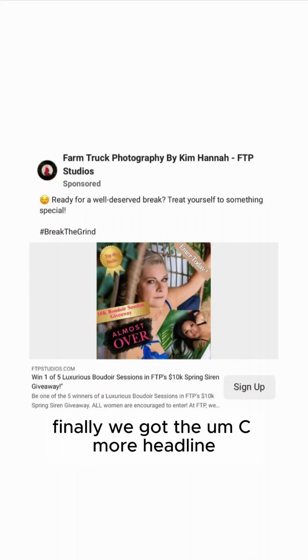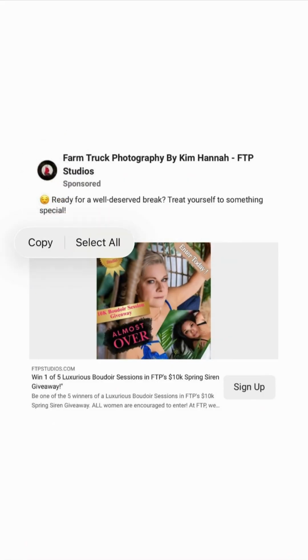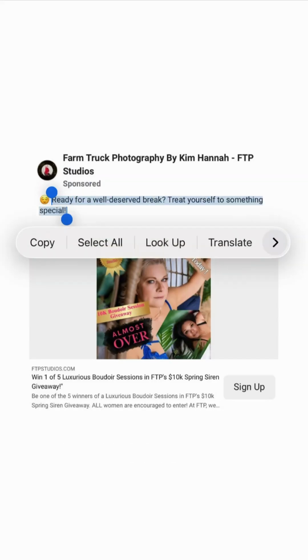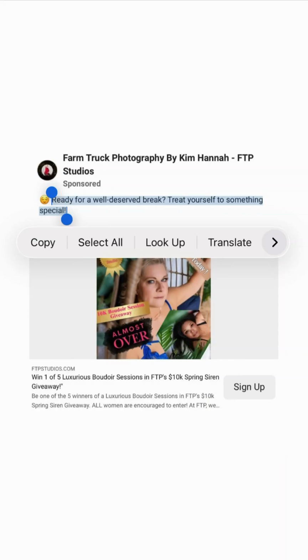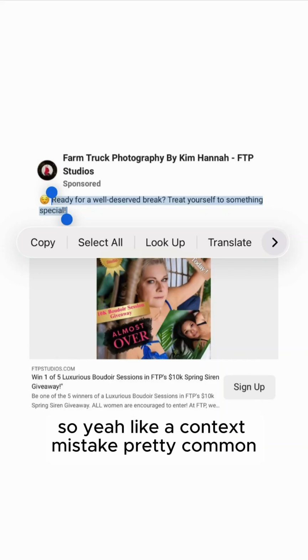Finally, we got the see more headline. Let's see what we got here. First 2 and 3/4 lines, Facebook newsfeed mobile. So we got: ready for a well-deserved break. Treat yourself to something special. All right, so yeah, we got maybe like half. We got half a context point here. So yeah, lack of context mistake, pretty common.